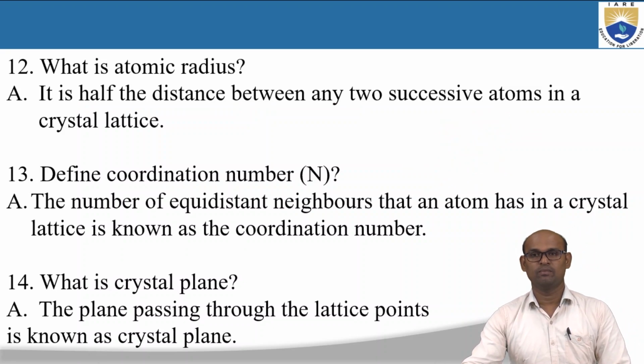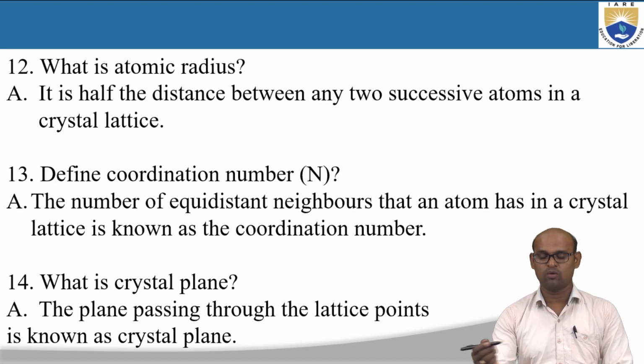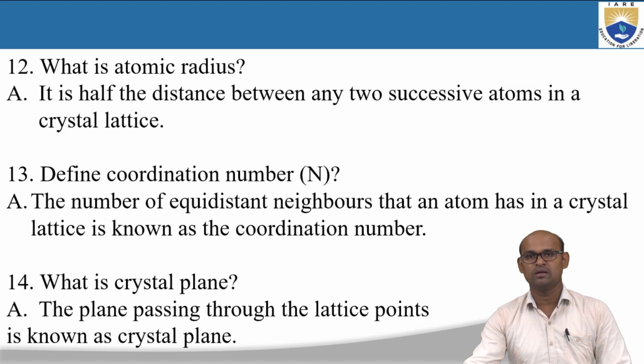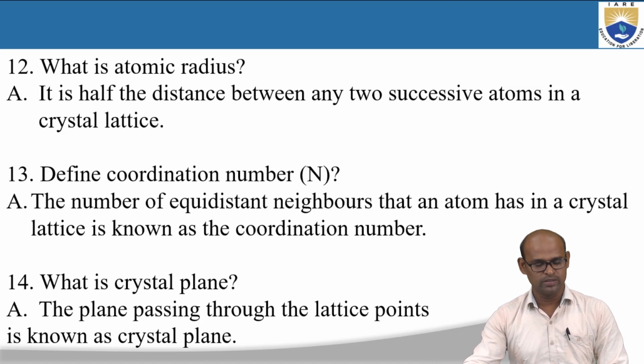Define coordination number. The number of equidistant neighbors that an atom has in a crystal lattice is known as the coordination number, or number of nearest neighbors. So coordination number is basically how many nearest neighbors there are for an atom.